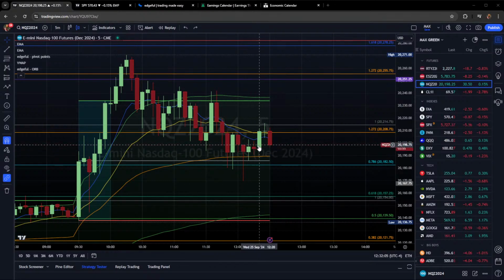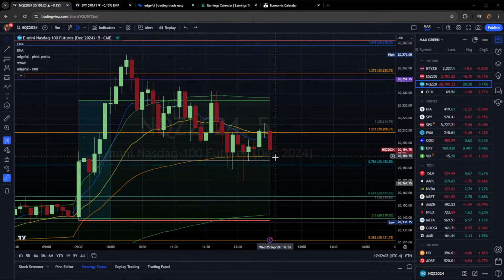I like this a lot right here, by the way. Shooting star, immediate. Yes, I like this a lot. I like it a lot.